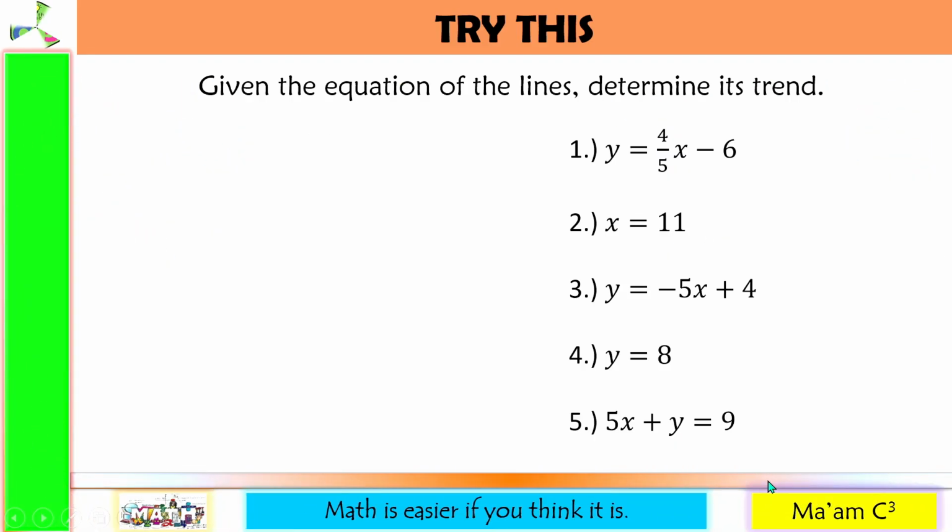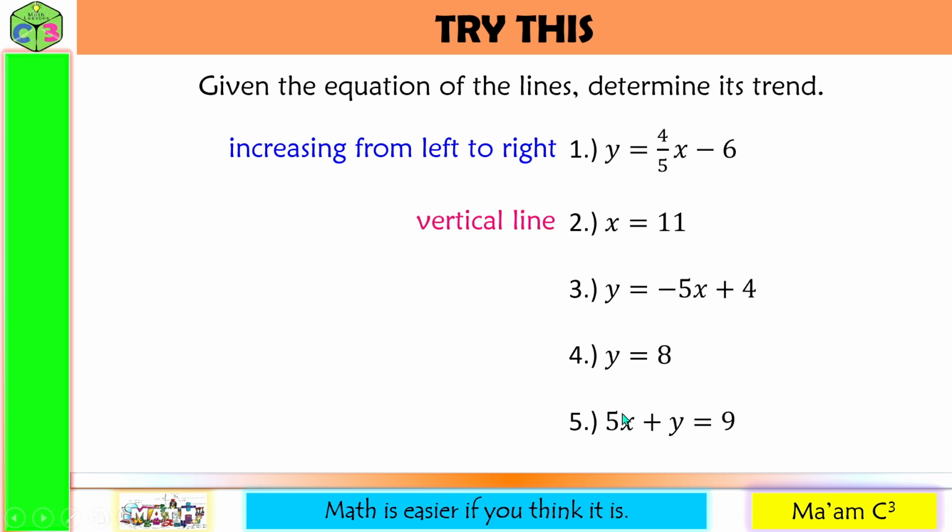Try this. Given the equation of the lines, determine its trend. This is easy. You just have to look at the slope. So our slope here is positive 4/5, so the trend is increasing from left to right. Number 2, x is equal to 11. You have a constant value for x. This means that the line is vertical.